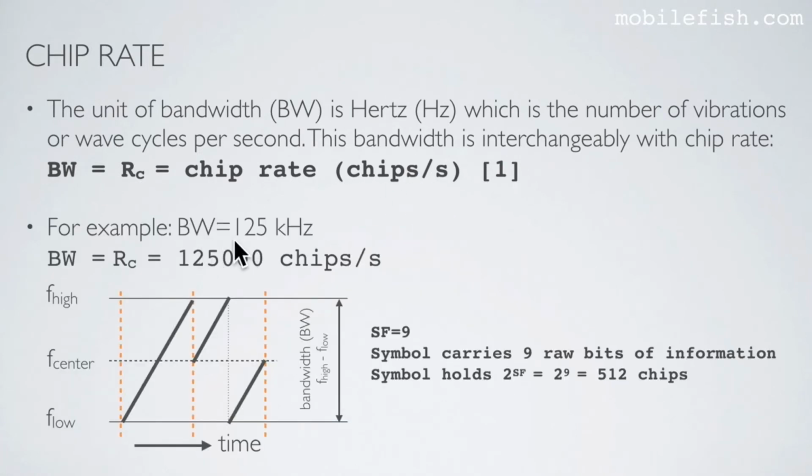For example, the bandwidth is 125 kHz, which is 125,000 Hz, so the bandwidth equals 125,000 chips per second. So the bandwidth is 125 kHz, which means it generates 125,000 chips per second. As I explained in tutorial 13, if the spreading factor is 9, the symbol carries 9 raw bits of information, and the symbol holds 2 to the power SF equals 2 to the power of 9 equals 512 chips. If the spreading factor is 9, this symbol holds 512 chips.